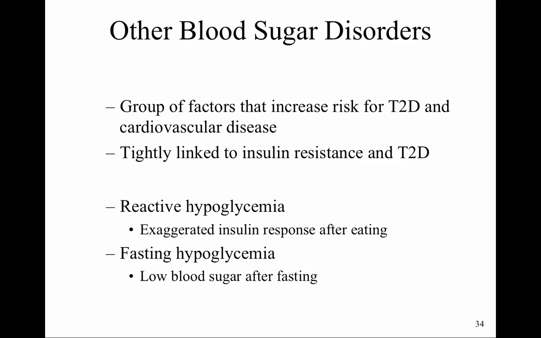So, some other blood sugar disorders. This one is kind of a catch-all. Maybe you've heard of it. It's called metabolic syndrome. I would call it a pre-diabetes state. It's a group of factors: high blood triglycerides, high waist circumference, inflammation, a variety of factors. It's basically all the things going on in the pathway, and it ties into diabetes and cardiovascular disease.